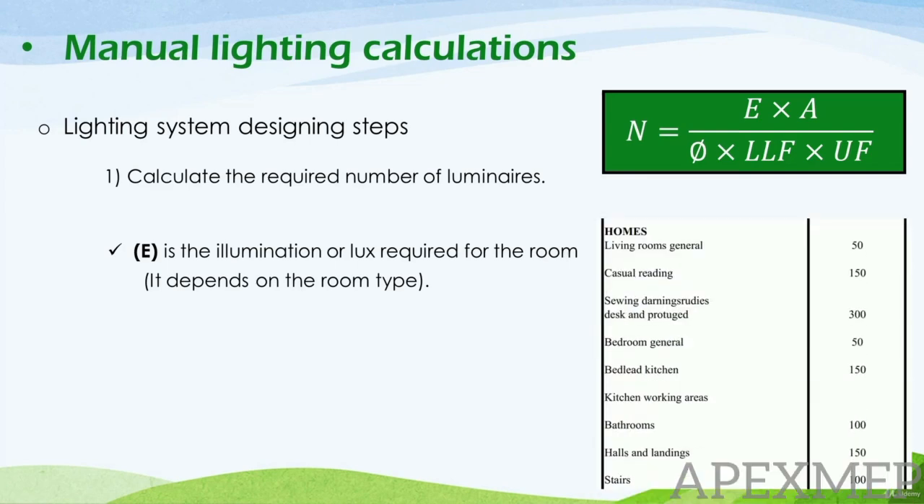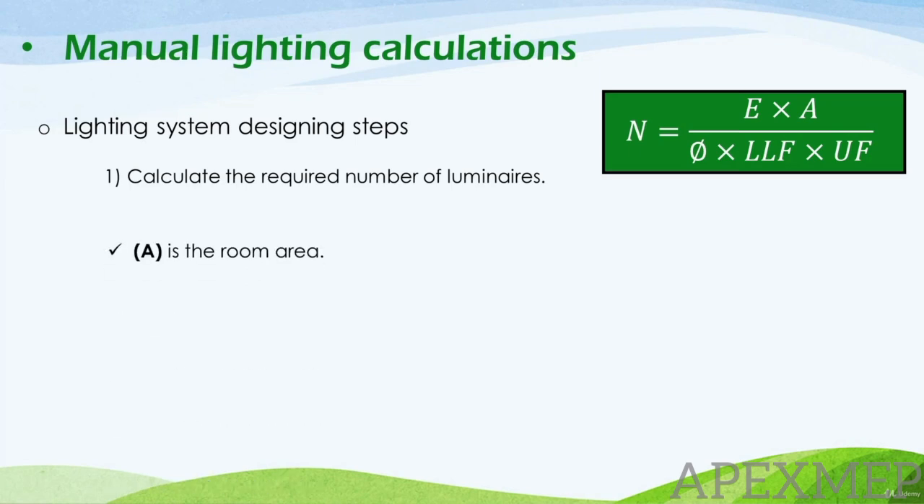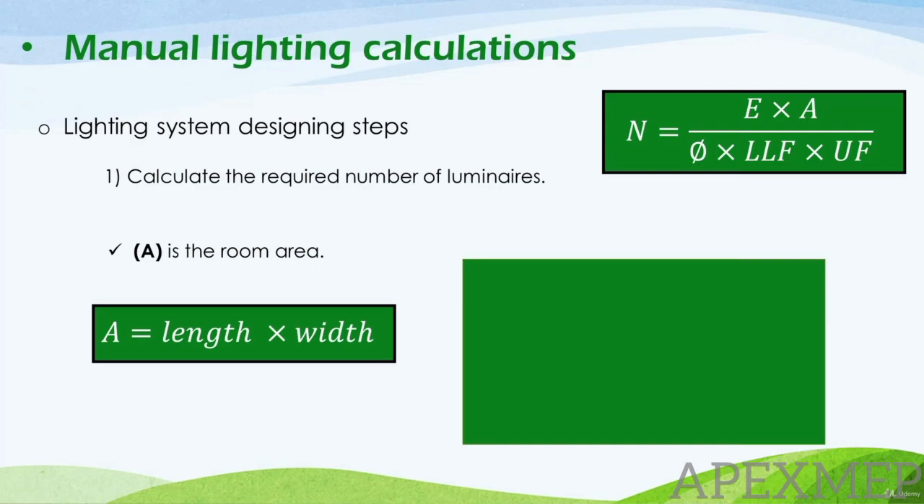And this is an example of the required amount of lux needed for some different rooms according to their type. You can see the living room needs 50 lux, the bedroom needs 150 lux, and the bathroom needs 100 lux. So according to the room type, we detect the lux. Very good. Now the second factor in this equation is A, and A is simply the room area. So to detect the number of luminaires, we multiply the lux of the room by the room area. And the room area equals the room length times the room width. So we must know the area of the room to detect the required number of luminaires. Alright, that's for the numerator.